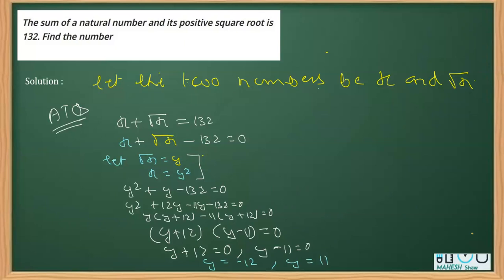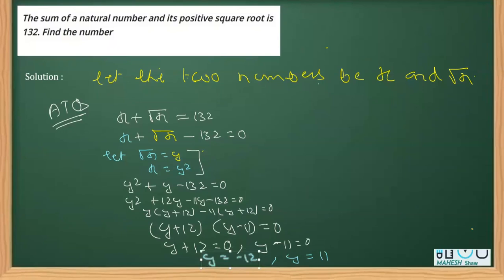Now you see, they are talking about the positive square root. So therefore this value will be discarded. We'll discard this value as it is not possible, right? As you can see, it is about a positive square root. So we'll cancel this. So we got y as 11.